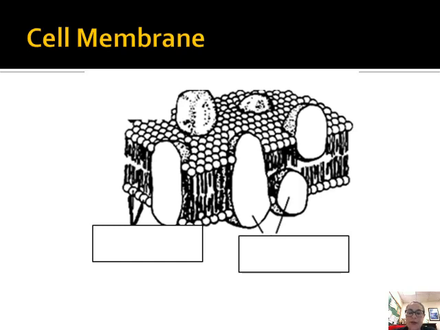You'll see two layers of fats, which is called the bilipid layer of phospholipids, and then you'll see proteins scattered throughout. These proteins can be peripheral proteins, meaning they're located on the outside of the cell membrane, or they could be integral proteins, which means they act as tunnels to allow things to transfer in and out of the cell.